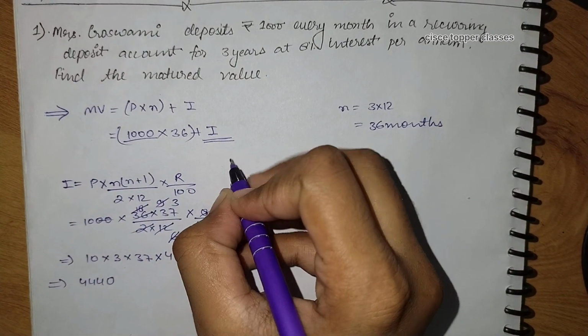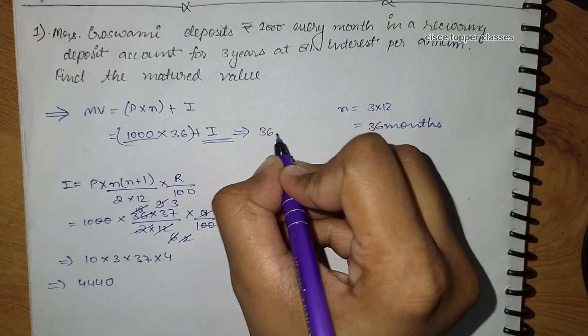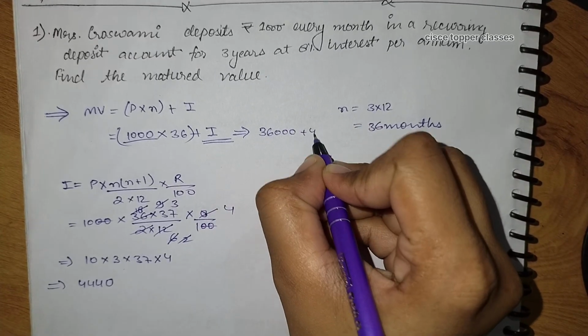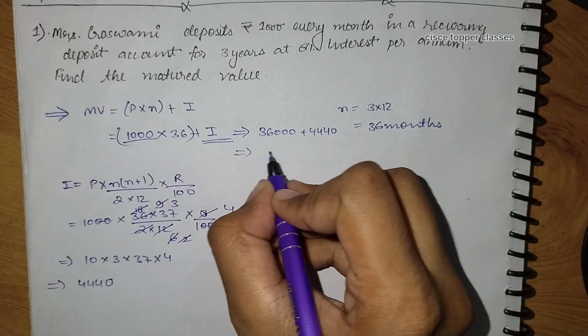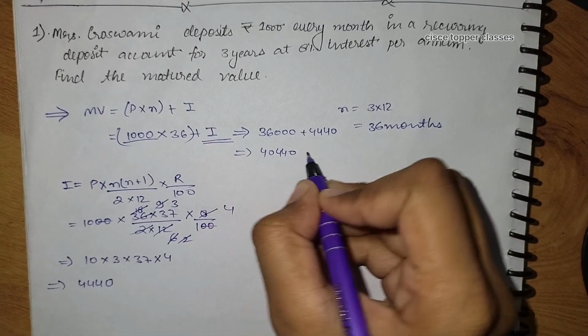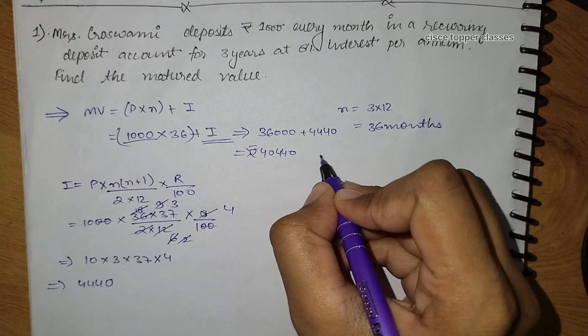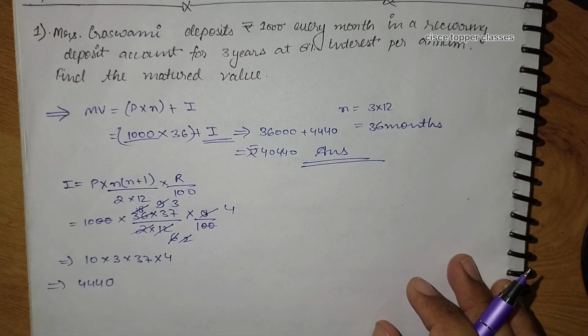We have to find now the matured value. We will put the values: this will be 36,000 plus 4,440. On adding this we will get 40,440 rupees as the matured value. So this is the answer and this is the solution of question number 1.